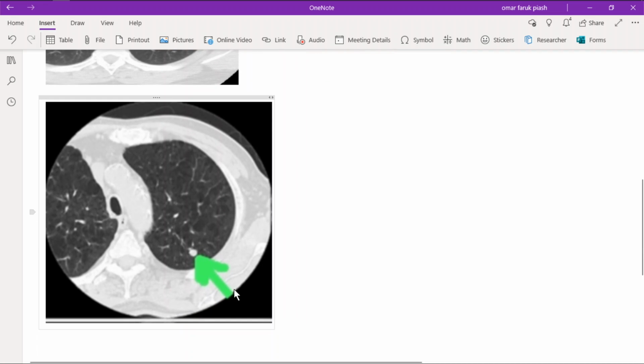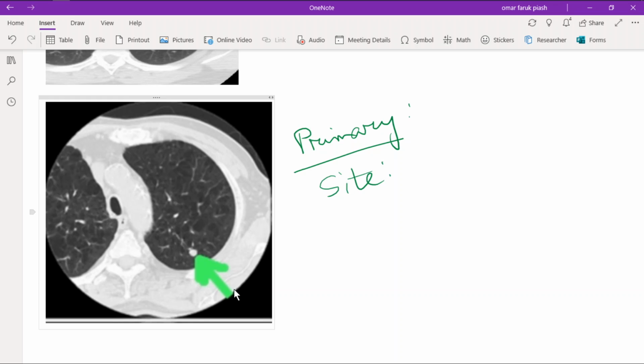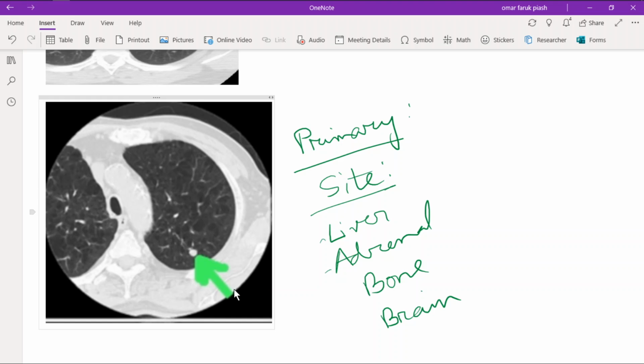First thing you have to remember: if you think about lung cancer, it may be primary, it may be secondary. If it is a primary tumor, then the sites of metastasis from lung are liver, adrenals, bones, brains. Liver, adrenal, bones and brains.